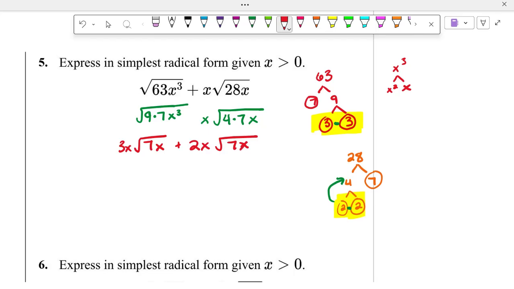Now, will I be able to add my coefficients together? Yeah, because we have the same radicand. So now all I got to do is add the 2x and the 3x and then slap a square root of 7x on that at the end. So our final answer is going to contain the square root of 7x. But what's the coefficient that goes in front of it? 5x. All right. Any questions?